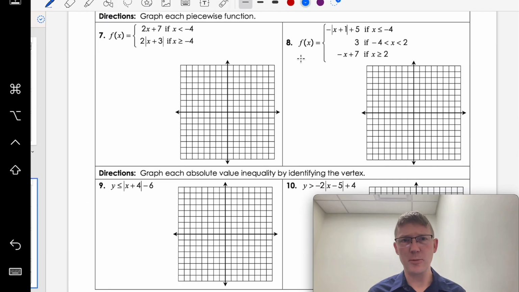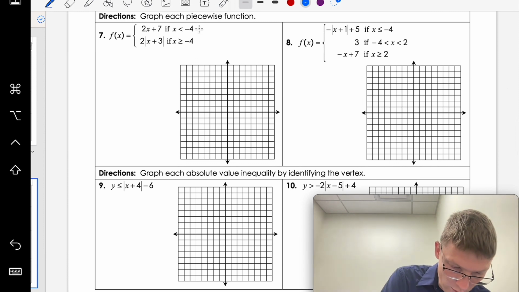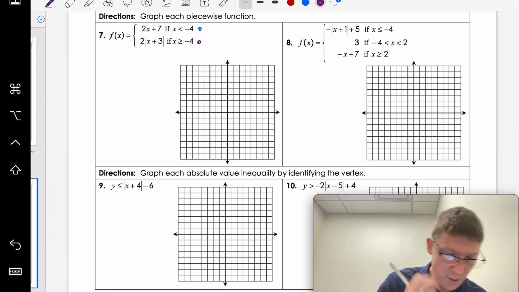So I skipped a couple of examples. We will definitely do plenty of examples in class. They're all kind of the same structure. So I skipped down to 7 and 9 because everybody loves piecewise functions. So we're going to graph this one in blue. We'll graph this one in purple.